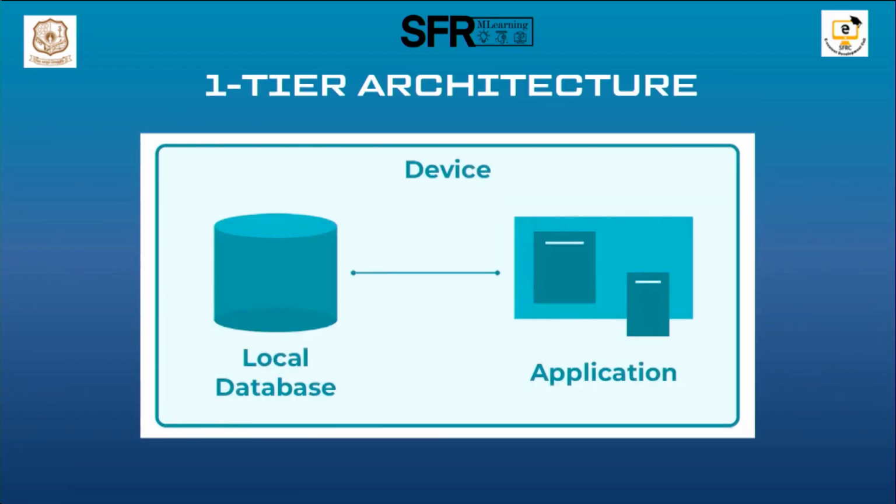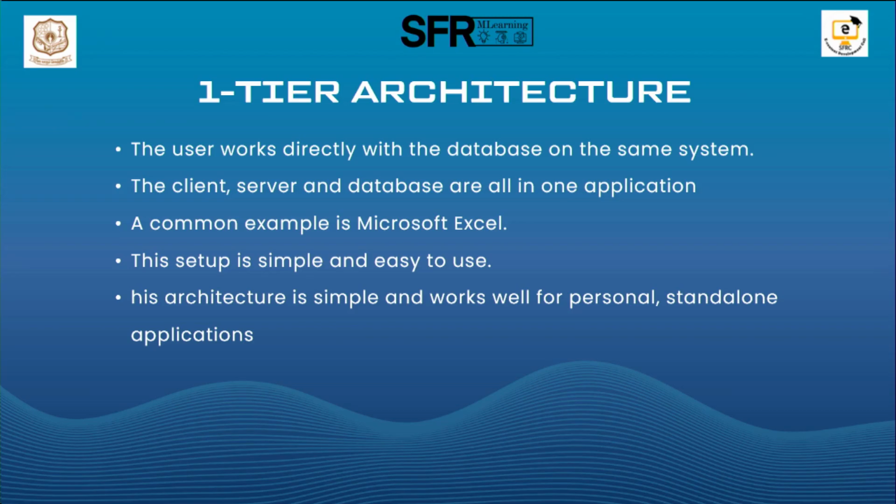In this, we can see there is a database and an application. The communication will be between these two. In one-tier architecture, the user works directly with the database on the same system. This means the client, server and database are all in one application. The user can open the application, interact with the data and perform tasks without needing a separate server or network connection. A common example to be said is Microsoft Excel.